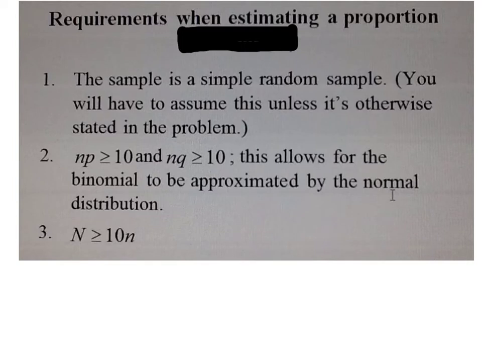So the question is, when are we guaranteed for this bell-shaped curve to happen? When are we guaranteed for that center to be the true population proportion? And there are some requirements. The first one is that the sample has to be a simple random sample. A lot of times in our homework and on a test, everything will be assumed to be a simple random sample. But the next requirement for proportion is that n times p, the number of successes, has to be greater than or equal to 10. n times q, the number of failures, has to also be greater than or equal to 10.